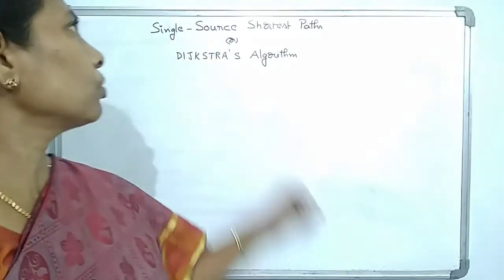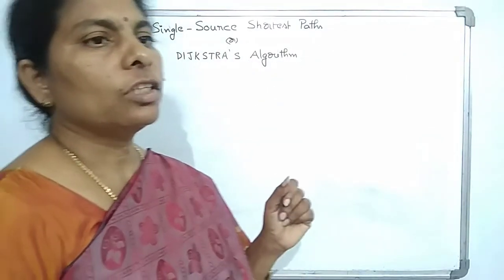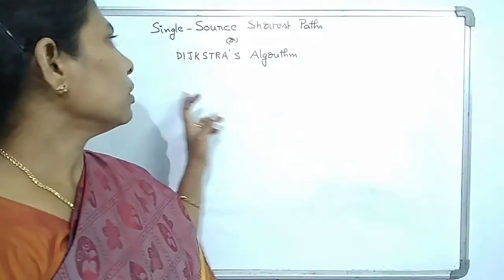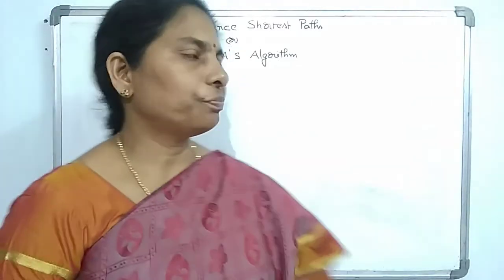Okay, now we will discuss the single source shortest path problem. This problem is also called Dijkstra's algorithm. So what is the process of this algorithm?